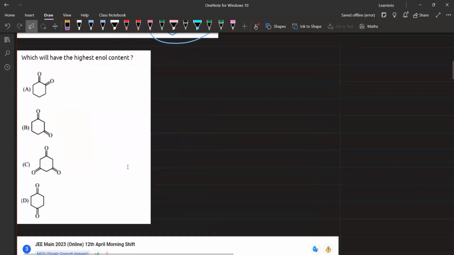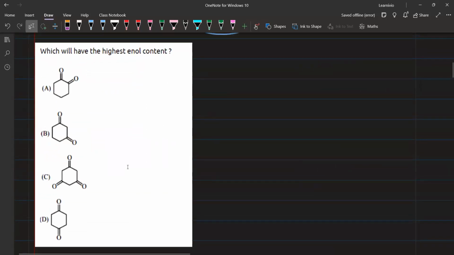Try this one. Now, this question is based on tautomerism. Okay? So what is tautomerism? What happens in tautomerism is that if you have any ketone or even aldehydes, they can be in the keto form or they can be in the enol form.